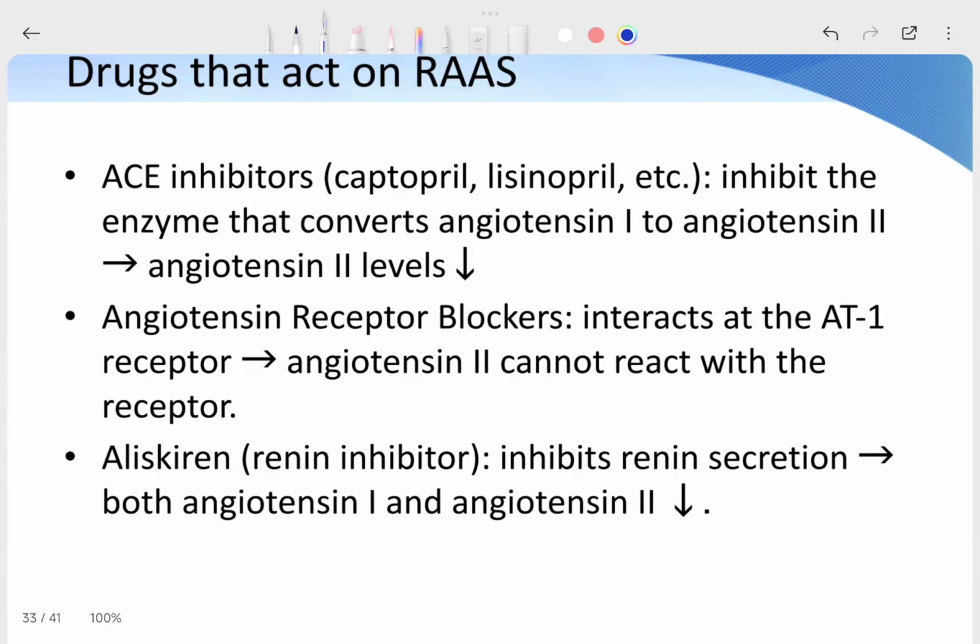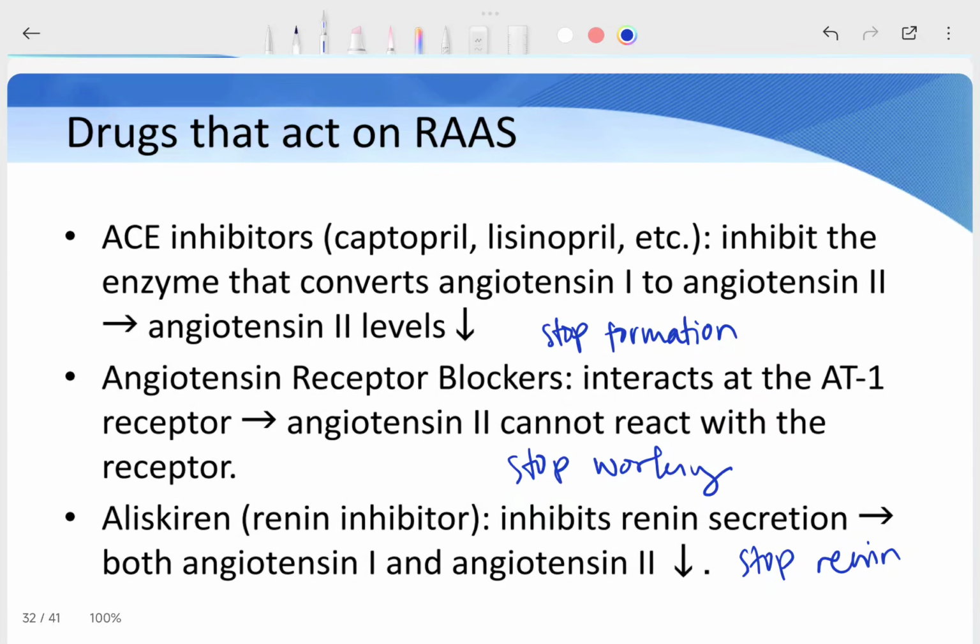Okay, let's go. There are some drugs that act on the RAAS itself. The first one, the ACE inhibitors, for example captopril, lisinopril, and others, will stop the angiotensin 2 formation. The second one is the angiotensin receptor blockers. They will stop the angiotensin 2 from working. So for the first, it cannot be formed; for the second, it has been formed, but they will stop its work. And aliskiren, which is a renin inhibitor, will just stop the renin.